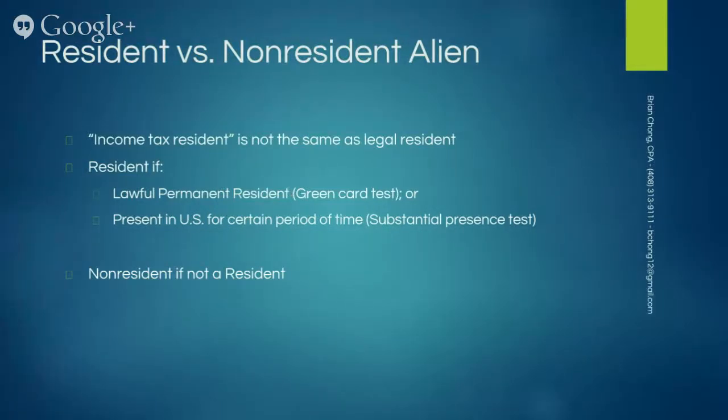So, like I was saying, being an income tax resident is not the same as a legal resident. So I'm going to talk about what the differences are between a resident and non-resident for tax purposes. You're a resident if you have a green card, or if you pass the substantial presence test, which basically means how long have you been in the U.S. And the definition of a non-resident for tax purposes is to not be a resident. So it's pretty black and white.